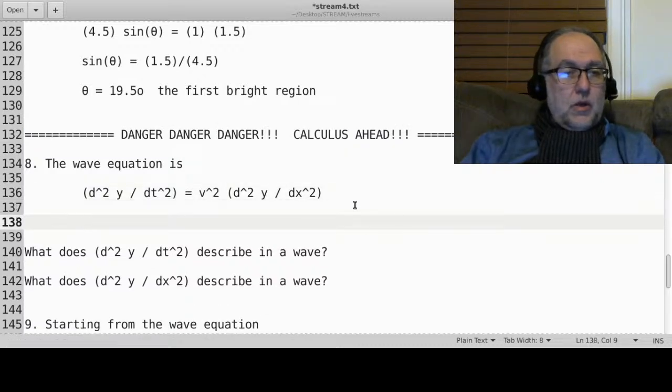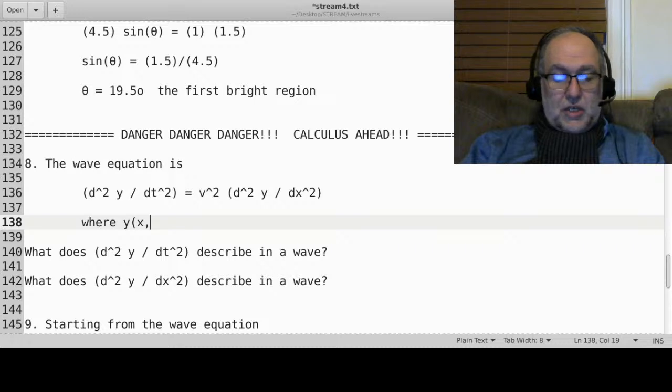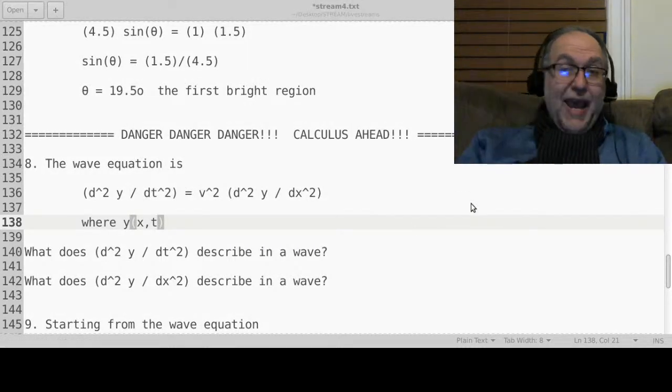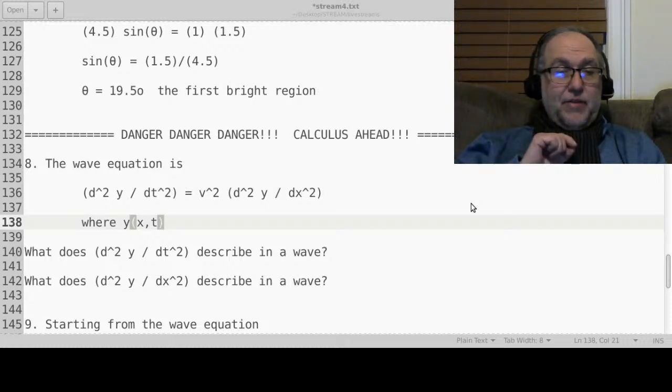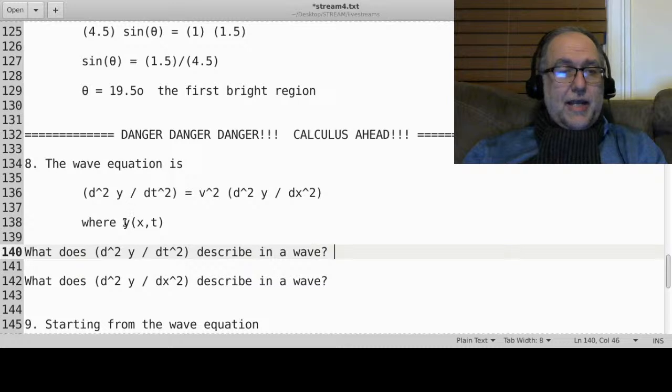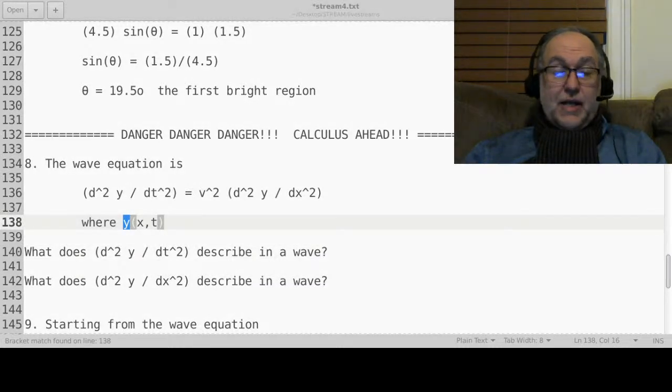I don't know where y is a function of both position and time. Okay, because you get wave behavior in both position and in time, and I've got a diagram for that I'll show you in just a second. But you take that amplitude as a function of both position and time.